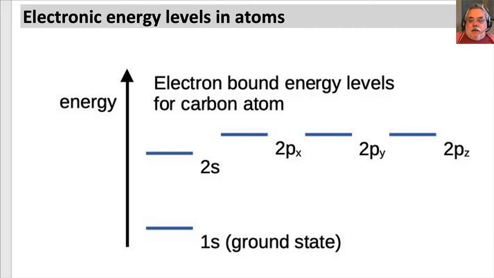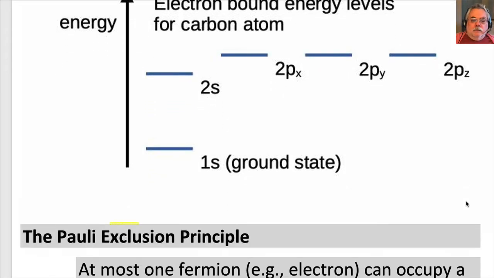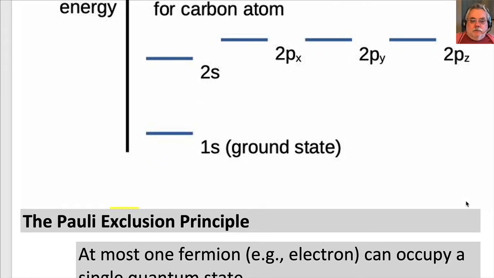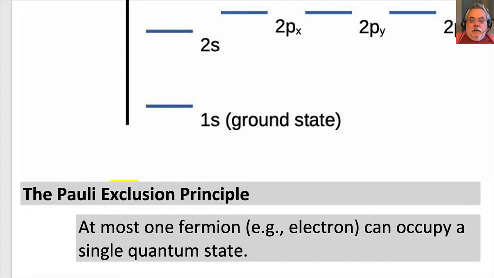Carbon has 6 electrons. At low temperatures and ordinary temperatures, the electrons want to occupy the lowest energy levels possible. Will all 6 electrons occupy the ground state? No, they cannot. Electrons, and all particles that are fermions, obey the Pauli exclusion principle. At most, one fermion, for example, electron, can occupy a single quantum state.